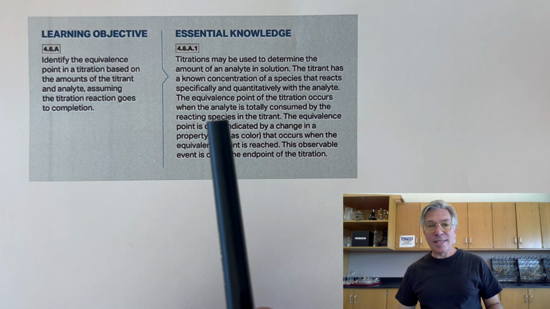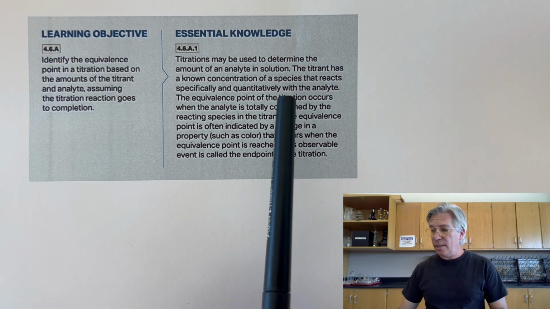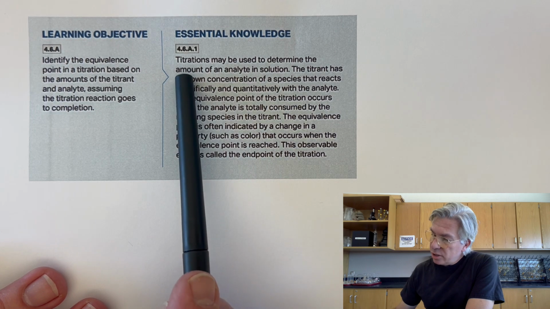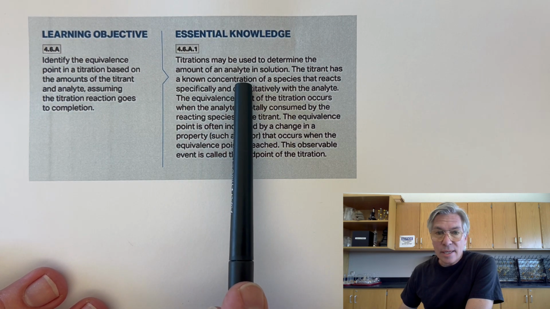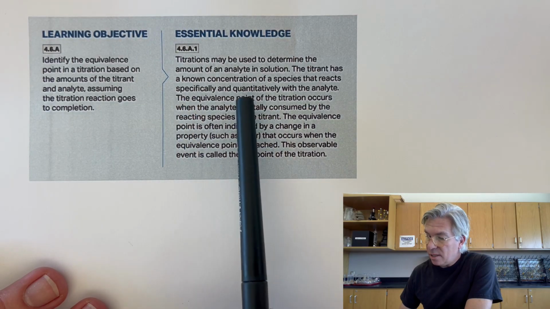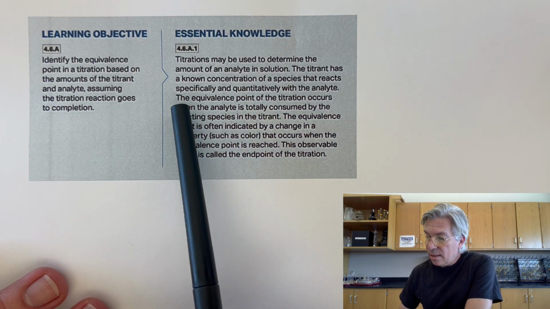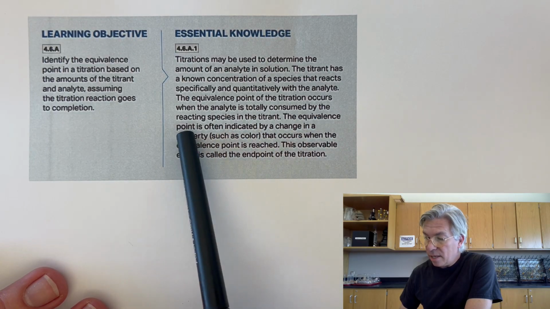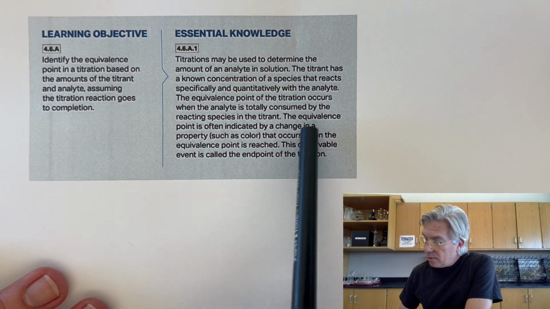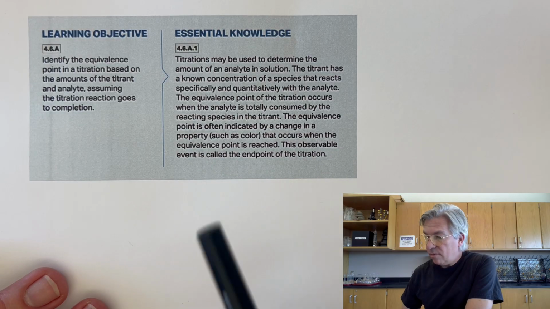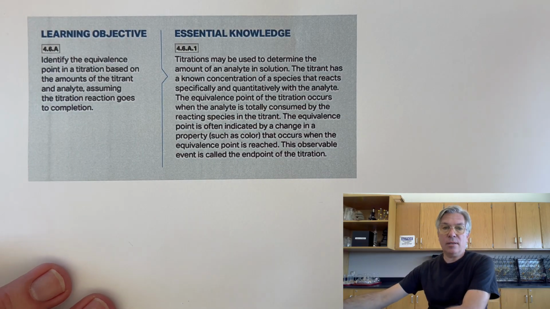Let's start with our essential knowledge statement for this section, 4.6-A1. Titrations may be used to determine the amount of analyte in a solution. The titrant has a known concentration of a species that reacts specifically and quantitatively with the analyte. The equivalence point of the titration occurs when the analyte is totally consumed by the reacting species. The equivalence point is often indicated by a change in properties such as color that occurs when the equivalence point is reached. This observable event is called the endpoint of the titration.